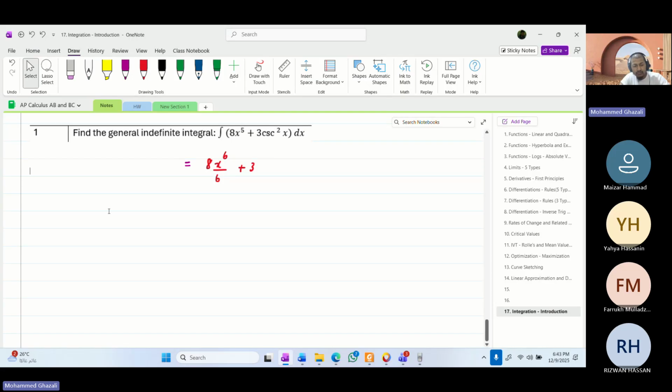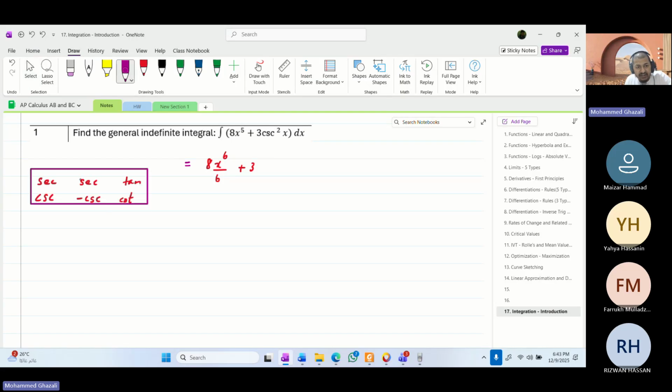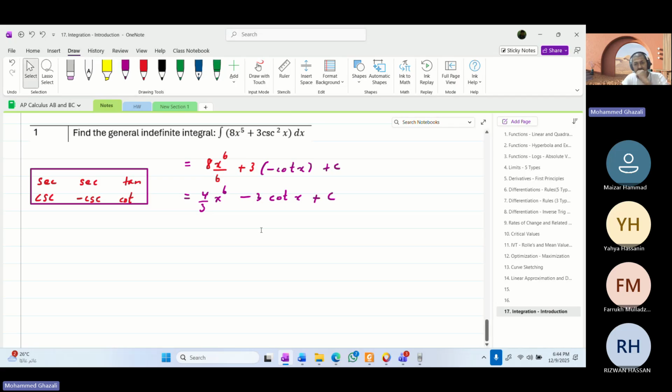Let me put the rule down for you here. Please don't ever forget this table. It's very useful for differentiation and integration. So that's negative cot x plus c. So my final answer is 4 over 3 x to the power 6, negative 3 cot x plus a general constant. Are we good? So you say indefinite integral. Let's move on to the next example.